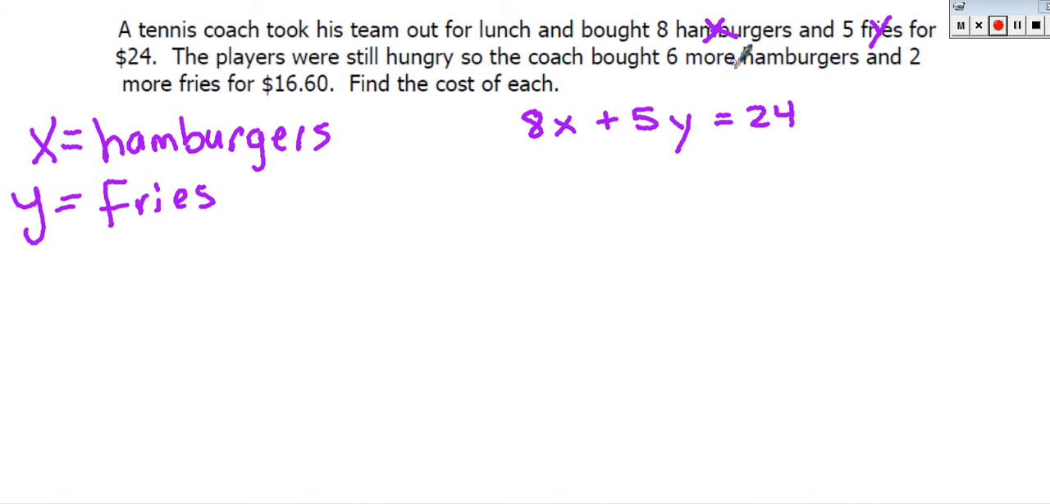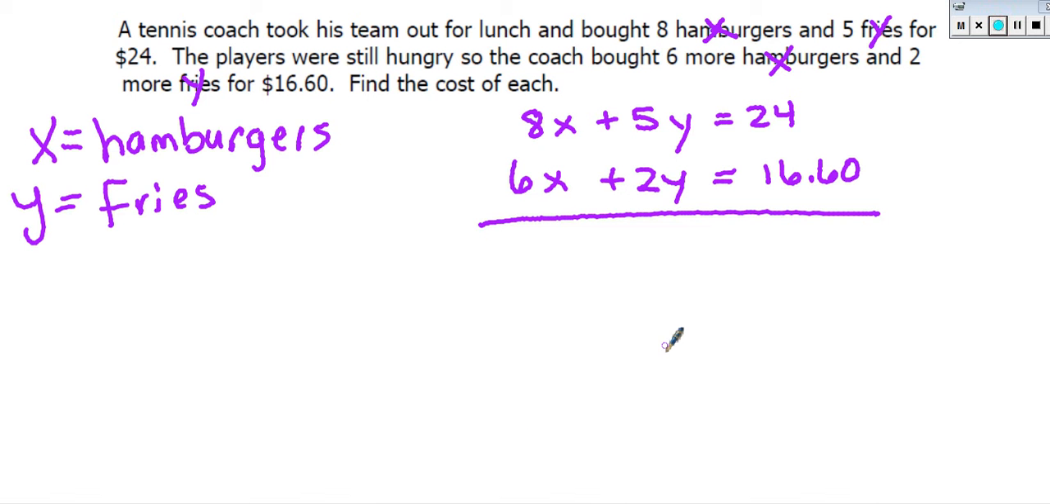They were still hungry, so he bought 6 more X's and 2 more Y's. So 6 more X's and 2 more Y's for a total of 16.60. Now, when I look at this problem, this is a system that we're going to try to solve, and it looks to me like the best option would be for us to use elimination. So, how about we take our system here and we start eliminating, and let's say we eliminate the y's here. These numbers are smaller. So I'll eliminate the y's.